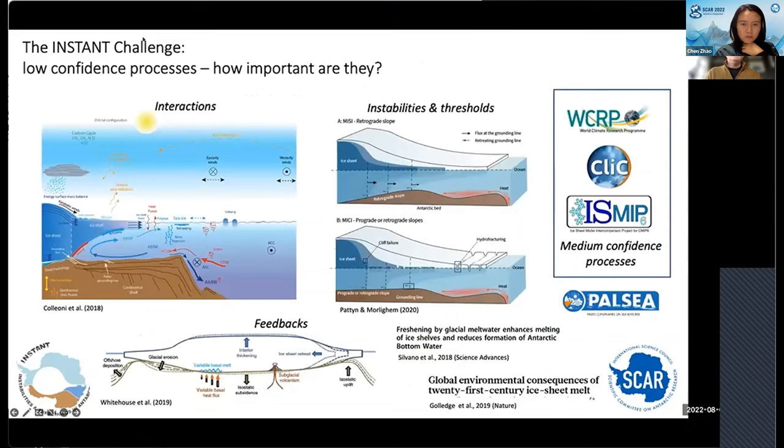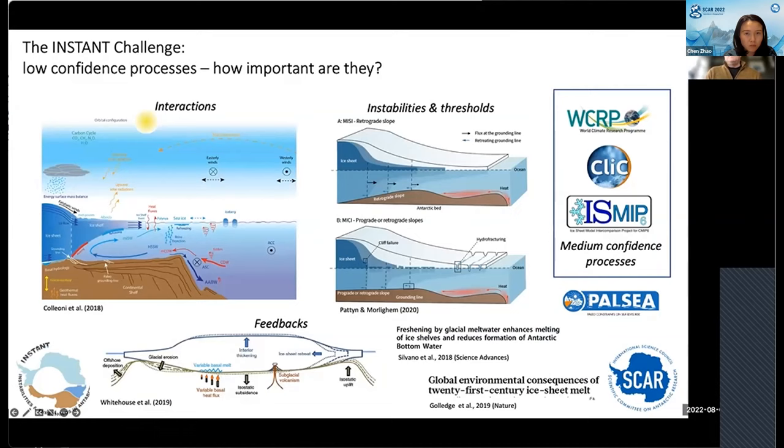So in a nutshell, this is really the science that people in the INSTANT program are involved with. And the approach we're taking is a systems approach: how the ocean and the atmosphere couple to the ice sheet, the solid earth couples to the ice sheet, and those processes and feedbacks that either accelerate the rate of mass loss or potentially reduce it. And most INSTANT researchers can find a home around one of these processes, at different temporal and spatial scales, in this left-hand diagram.